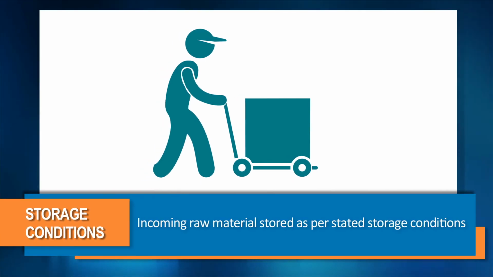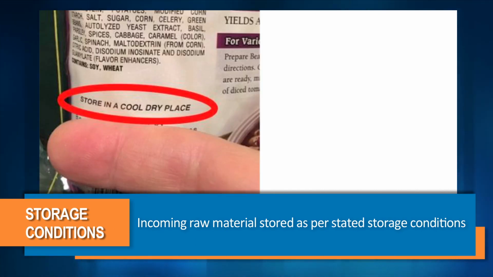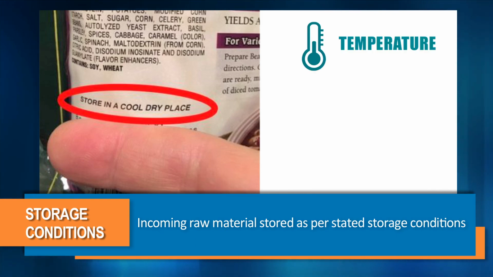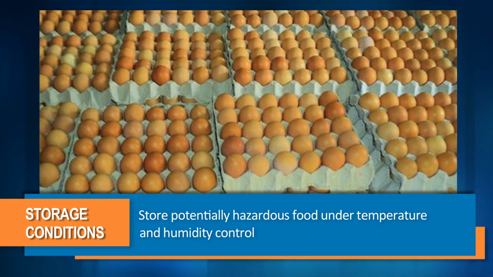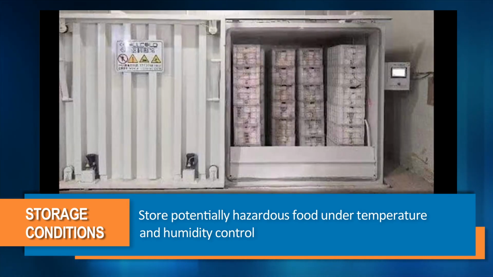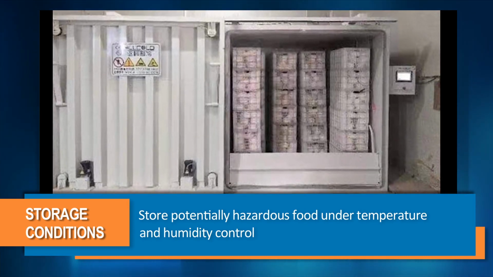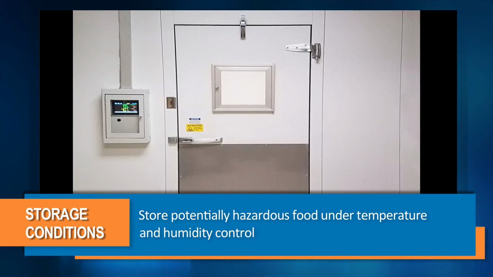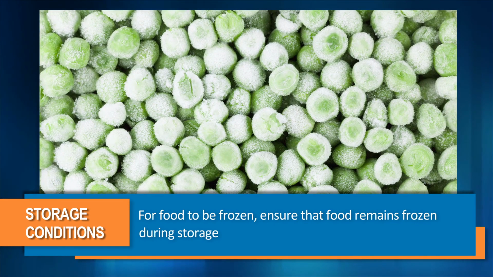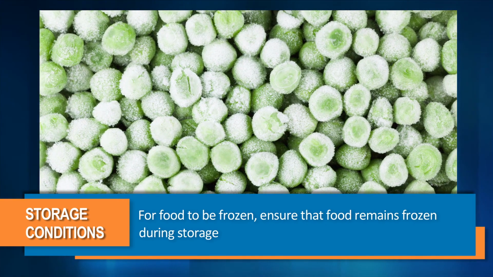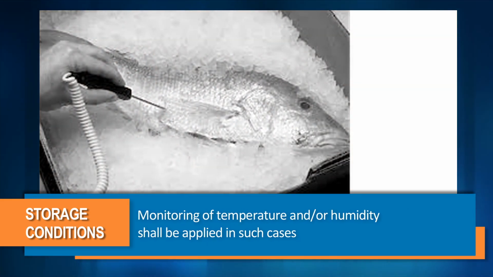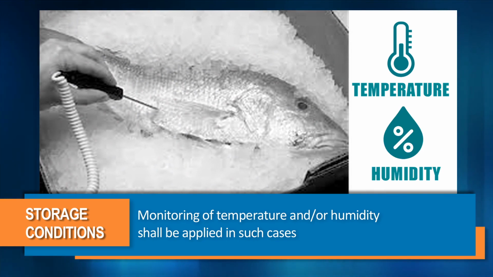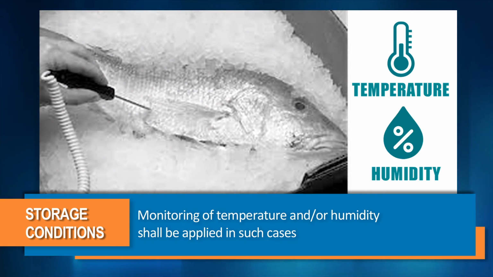All incoming raw material shall be stored as per the stated storage conditions such as temperature, humidity, light, etc. to avoid deterioration. When storing potentially hazardous food, a food business must store it under temperature control and humidity control where necessary. And if the food is intended to be frozen, ensure that the food remains frozen during storage. Monitoring of temperature and humidity shall be applied in such cases.